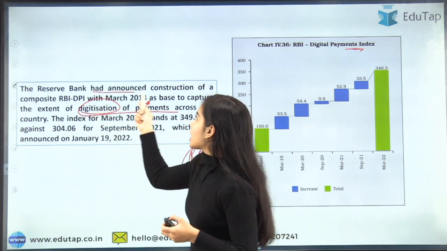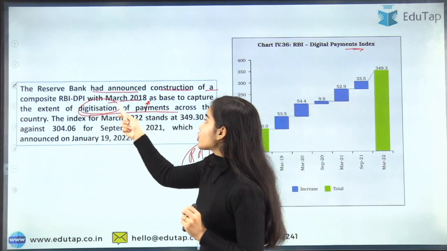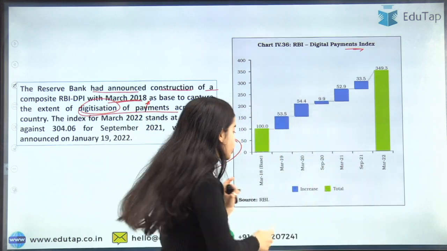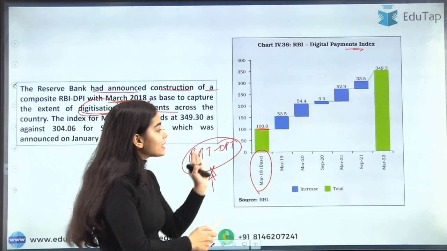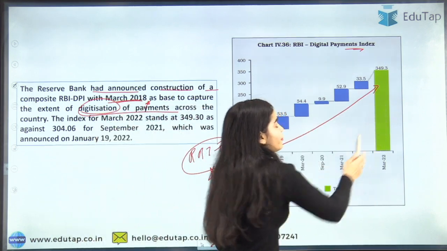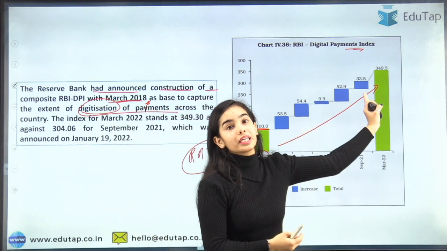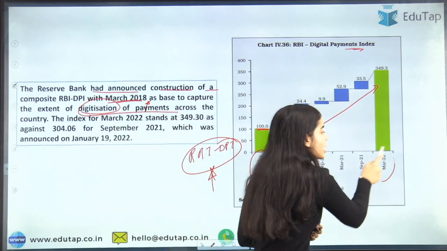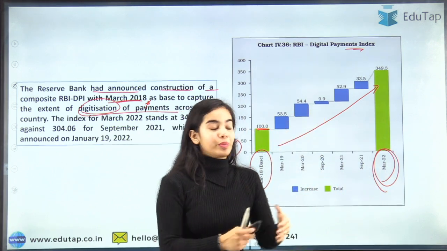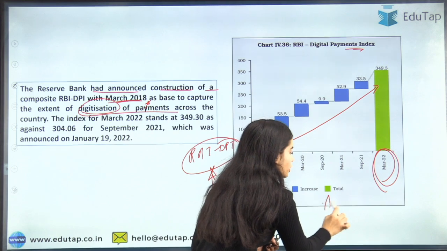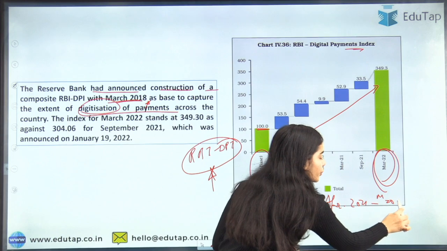The RBI had announced the construction of a composite RBI DPI with March 2018 as the base. So March 2018 was the base and it was 100. You can see that with the passing years, there is continuous growth in the digital payment index. And by March 2022, because the report is only talking about till March 2022, as it is for the financial year April 2021 to March 2022.